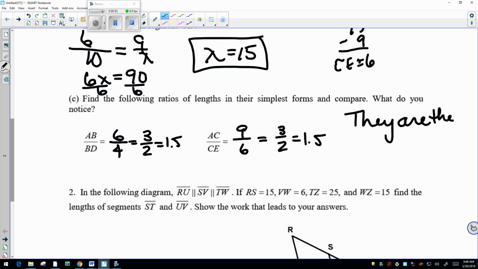What do we know about the triangles? They are similar. So if my triangles are similar, what should I know about the sides? They should be in proportion, and they are. We showed it with numbers. Are we okay with that?